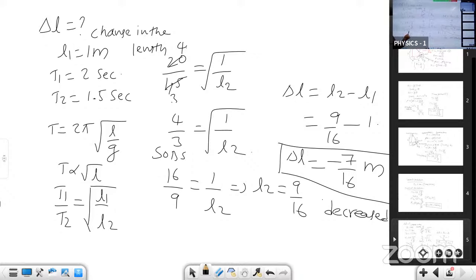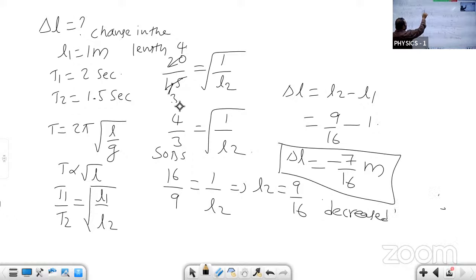T is directly proportional to root L. T1 by T2 is equal to root of L1 by L2. Time period 1 is 2 seconds, time period 2 is 1.5 seconds. L1 is 1, L2 we don't know. Here only, by mistake, I took the reverse in the previous case. So 4 by 3 is equal to 1 by L2 under root. Squaring on both sides, 16 by 9 equals 1 by L2. L2 equals 9 by 16.